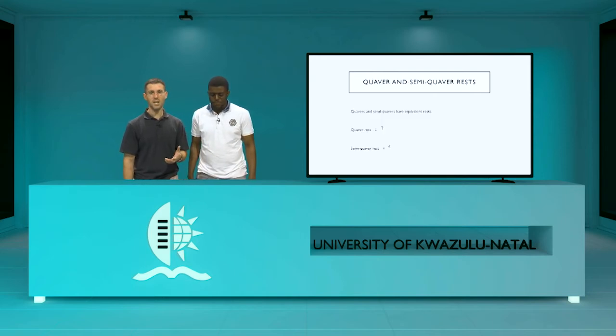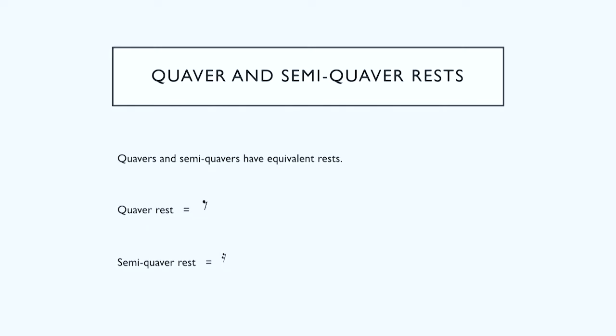Now, just as we had with semibreves, minims, and crotchets where you could have equal amounts of silence, you can also have equal amounts of silence in rests for quavers and semi-quavers. A quaver rest that is half a beat of rest looks a little bit like a 7, if you just go like that, a 7 like that. And a semi-quaver rest looks like a 7 with 2 arms on it.